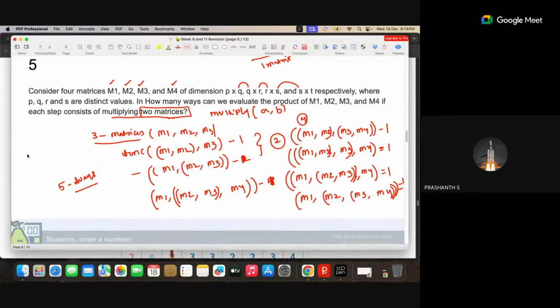In the exam we don't ask for the matrix multiplication result itself. We ask only for the minimum number, or otherwise how many total combinations of multiplications are possible. That's it.